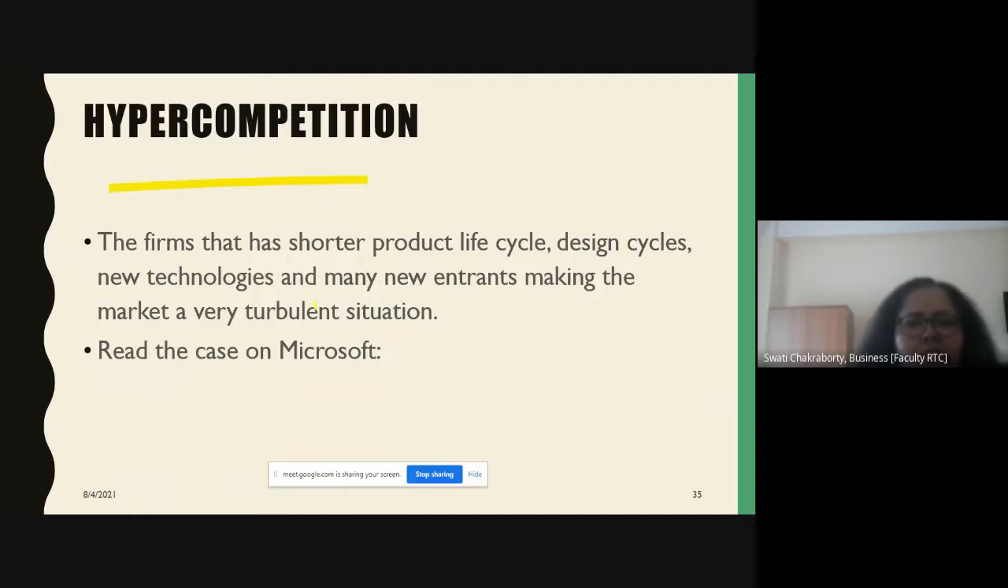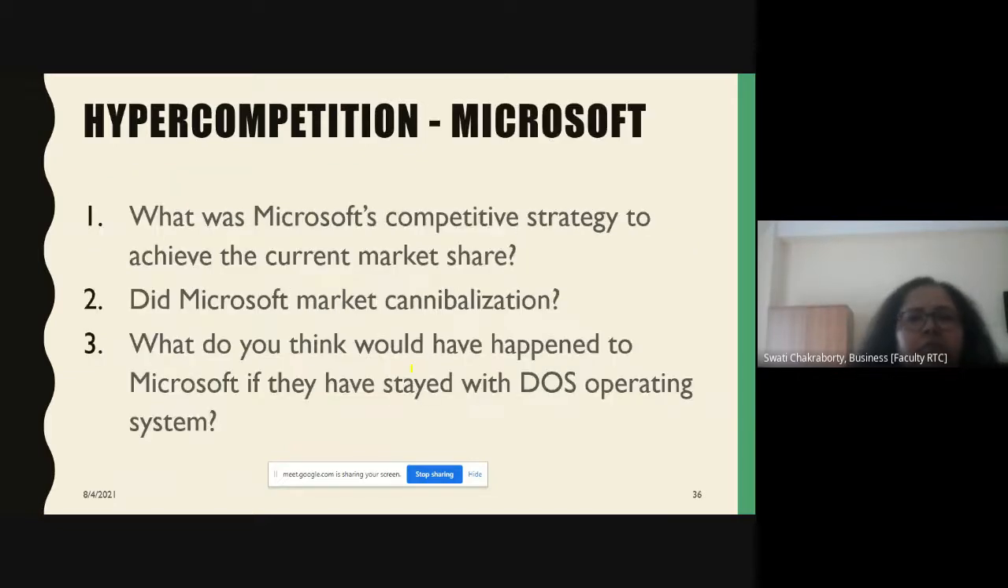An example here is Microsoft. You can look into that, read the case, and then this is the question. These are the questions for you.